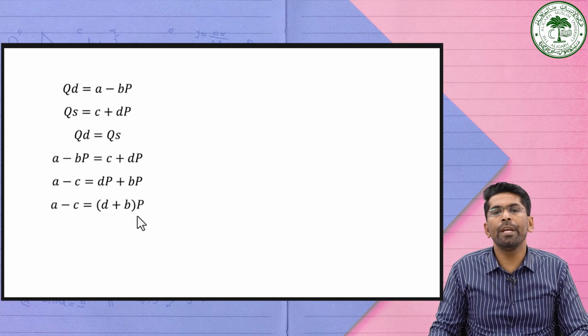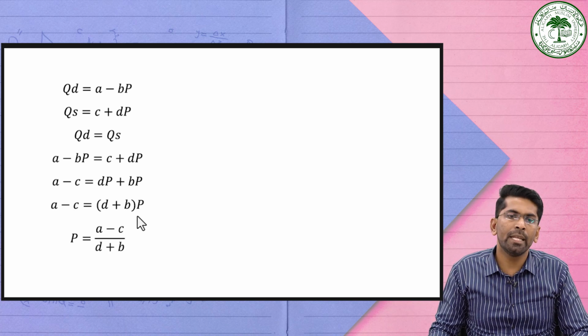Now here we are going to isolate P. Then P is equal to, dividing both sides of the equation by D plus B, it will become A minus C divided by D plus B. And this is what actually shows the equilibrium price, or the market price which is prevailing.